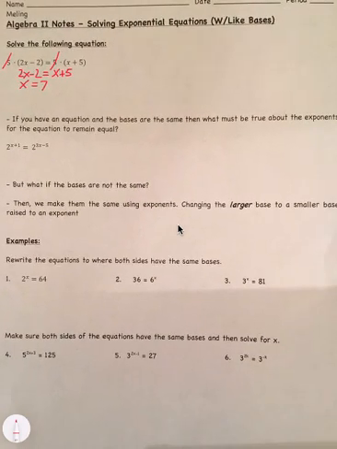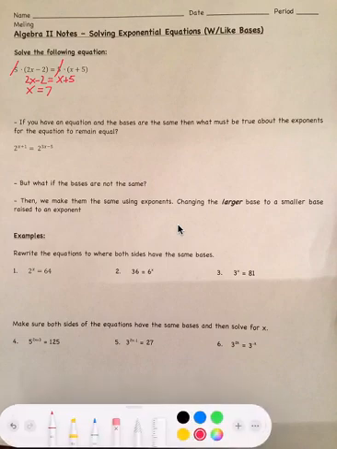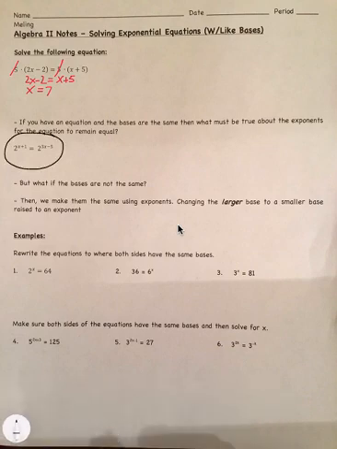So if you have an equation and the bases are the same, then what must be true about the exponents for the equation to remain equal? Obviously, they are the same. So this is an exponential equation: 2 raised to the x plus 1 equals 2 raised to the 3x minus 5. They both have the same base, so then the power, or the exponent, has to be equal.